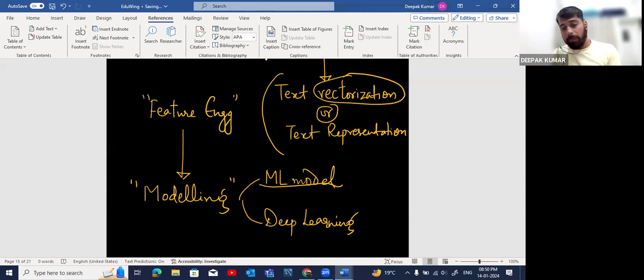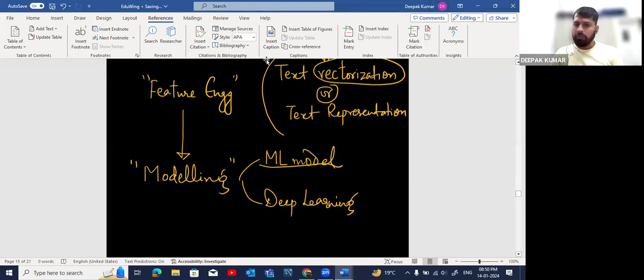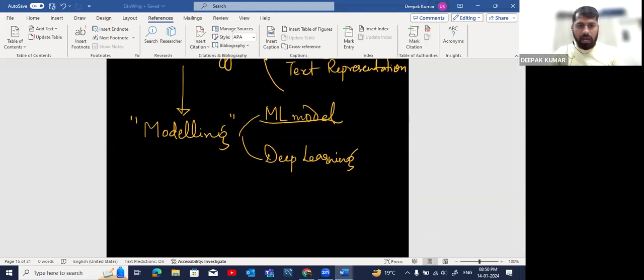But what happens when you augment your rows? What happens when you are about to confront your model with 2 crore rows, 20 million rows? My goodness. Then the machine learning model will be slower. Hence, there we introduce deep learning models. We'll see everything. So after the modeling is done, we go for deployment.